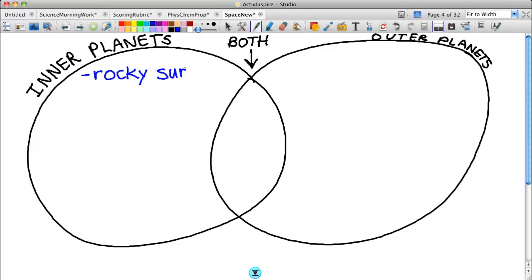Rocky surface. And one of the things that really helps when you use a Venn diagram, if you've got the thing that's the opposite or the other version of it, do them in pairs. So rocky surface here, what should go over here? Gaseous surface. This forces your brain to continue categorizing. Put it in categories. So rocky surface for inner planets, gaseous surface for outer planets.